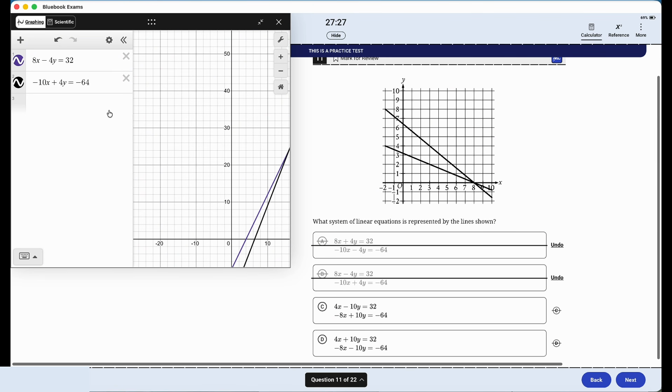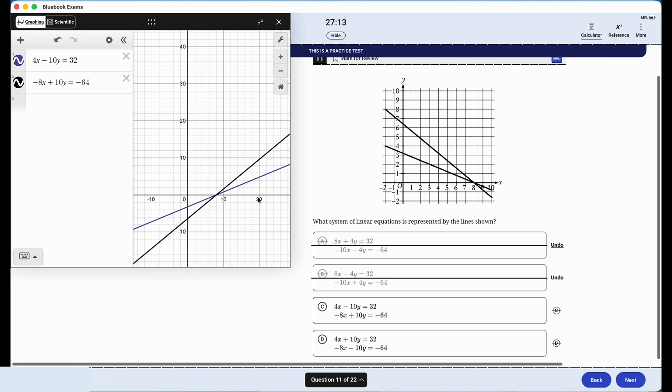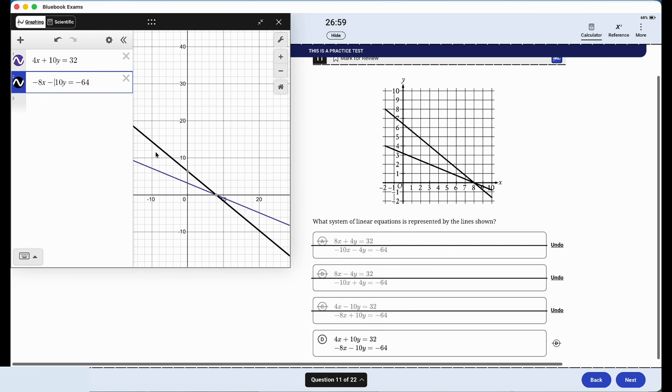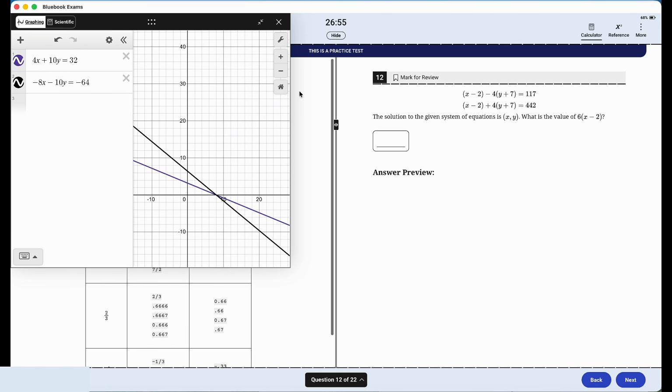Let's try C. So C is 4x minus 10y equals 32. And then this one's negative 8x plus 10y equals negative 64. Okay, so again, these are going up, the wrong direction, but at least they're intersecting at 8 now, so it's not C. So it's got to be D, but let's just confirm. You should confirm on an actual test. Don't assume, because you could have typed something else wrong and not noticed it. But you see, now they're both going down. They intersect at this point A, so that's correct.